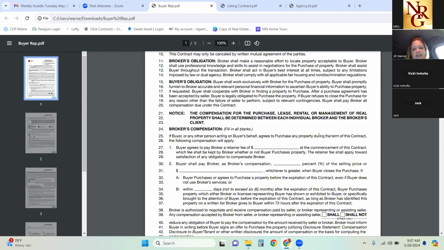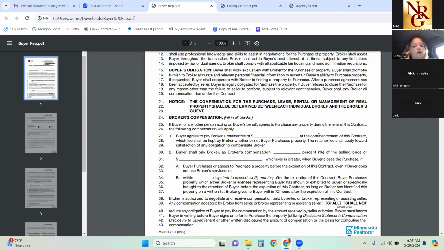We're going to jump down here, and this goes over the broker's compensation. I know a lot of people are doing a lot of different things because I've had lots of conversations with people. Right now, what I'm putting in here is I'm not putting a retainer fee. I'm putting 0. Again, that is completely up to you if you want to do a retainer fee. I'm not currently doing that right now.